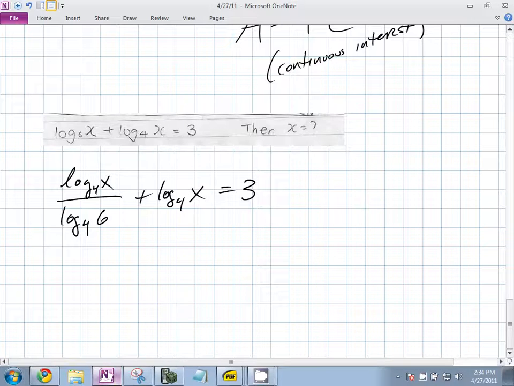Log base 4 of x is in both of them. So what can you factor out of both of them? And now, how many x lives in how many terms now? One term. Is that a plus? Yeah.